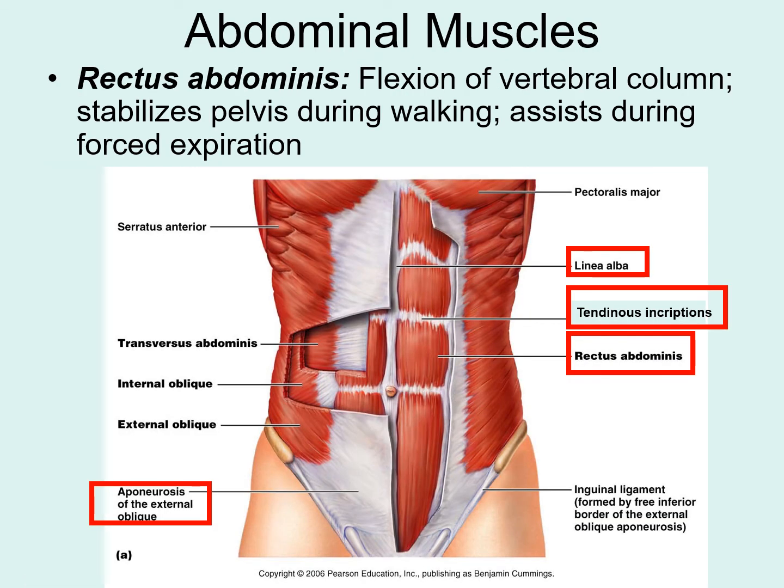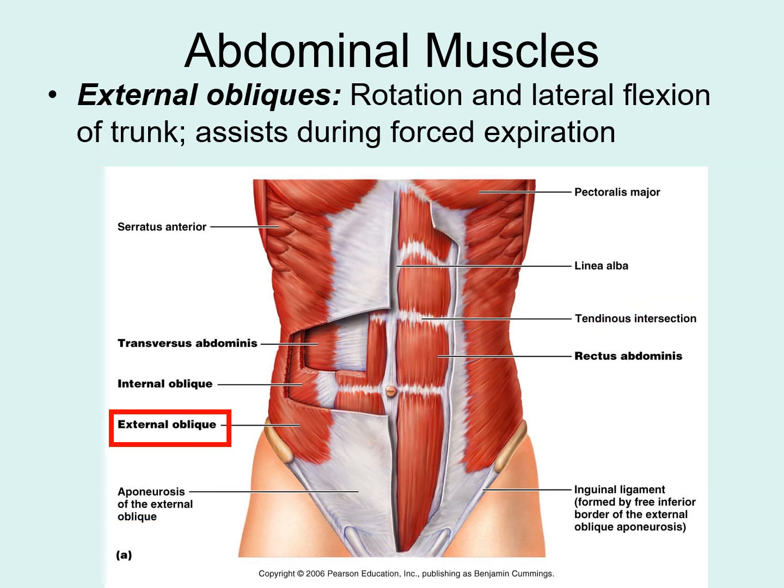When we move down to the abdominal muscles, you have the rectus abdominis. This is involved with flexion of the vertebral column, helps to stabilize the pelvis when you're walking. It also can play a role with forced exhaling. The external obliques, you're going to notice we kind of go in layers. External obliques are superficial. They're involved with rotation and lateral flexion of the trunk. They also will assist with forced exhaling.